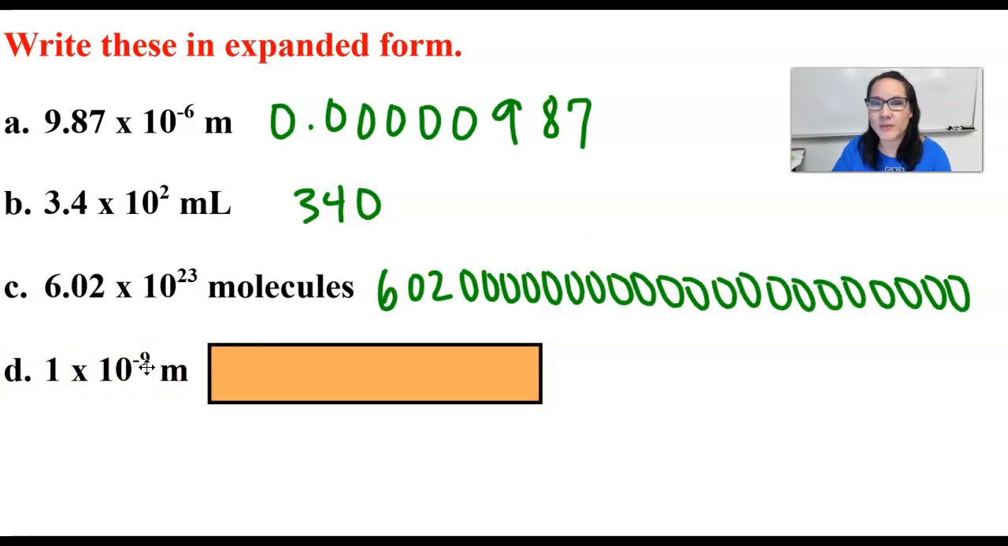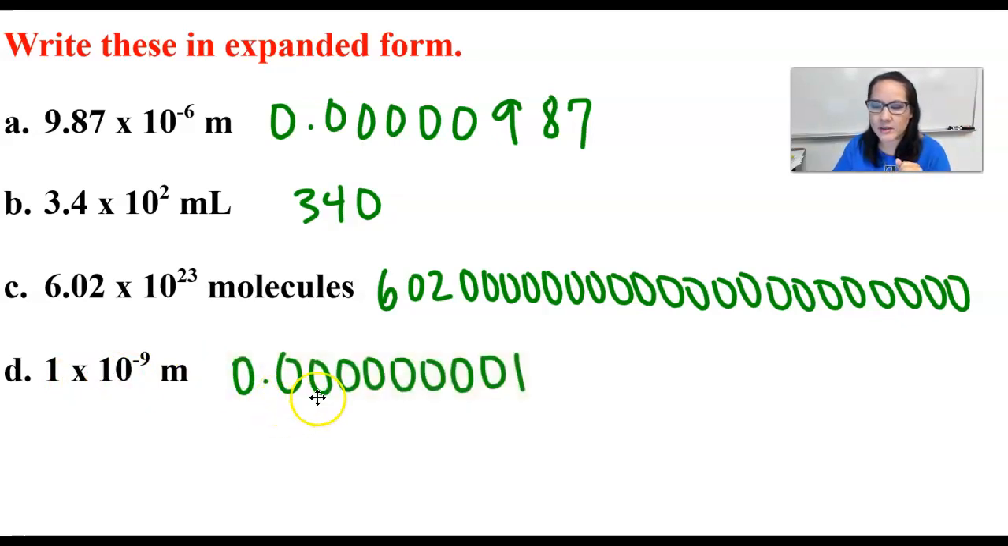Letter D, 1 times 10 to the negative 9. The negative exponent means that it's a smaller number. So I want to move the decimal to the left, and when I move it to the left 9 spaces, I'm going to get 0.000000001. We move it 1, 2, 3, 4, 5, 6, 7, 8, 9 spaces to the left to end up with this number here.